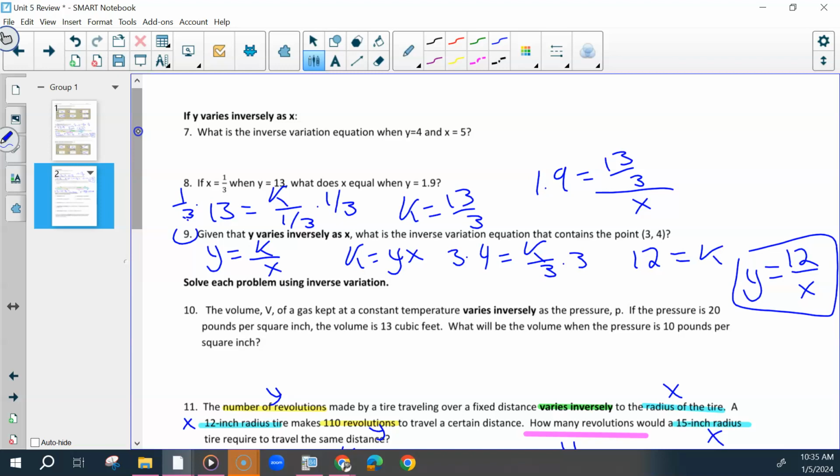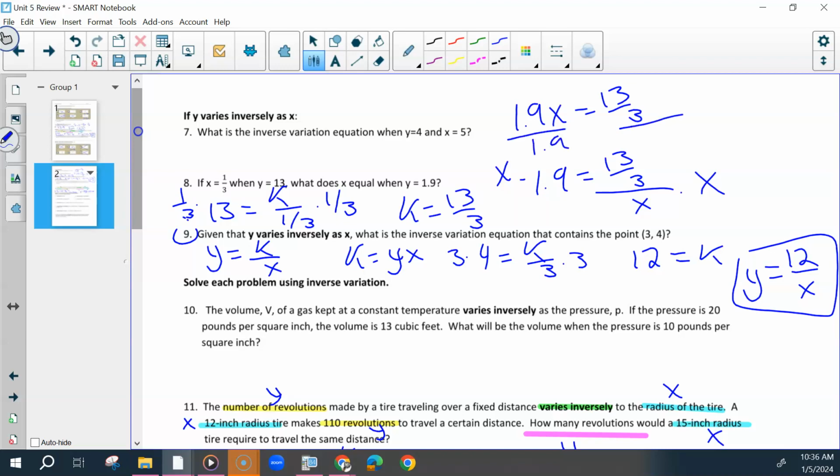This is a fraction within a fraction. I'm going to take the x and get rid of it just by multiplying it to the other side, so I don't have to worry about the fraction within a fraction. And then I'm going to divide both sides by 1.9. But when I do that, I'm going to write it in the calculator a specific way.